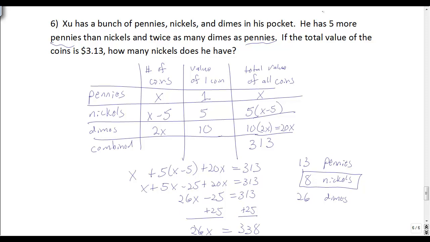So we have 5 more pennies than nickels. 8 nickels, 5 more would be 13, checks out. Twice as many dimes as pennies. 13 pennies, 13 times 2 is 26 dimes, that checks out. Total value is 313. The pennies are 13 times 1, that's 13 cents. Nickels are 8 times 5, that's 40 cents. Dimes are 26 times 10, that's 260 cents. 260 plus 40 is 300, plus 13 gives me 313 cents, which is $3.13. So everything checks out, and I feel pretty good about that.